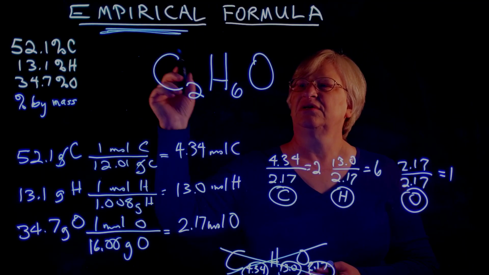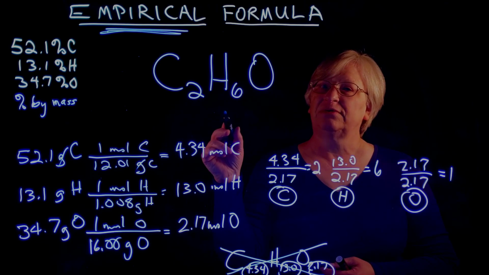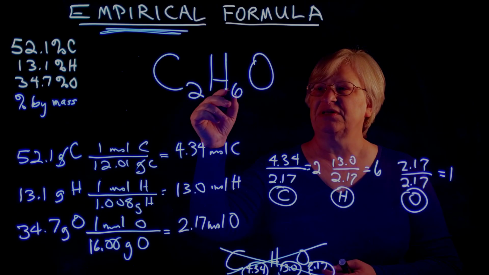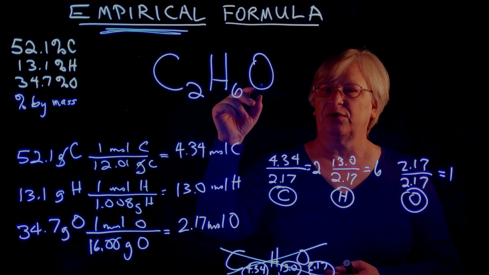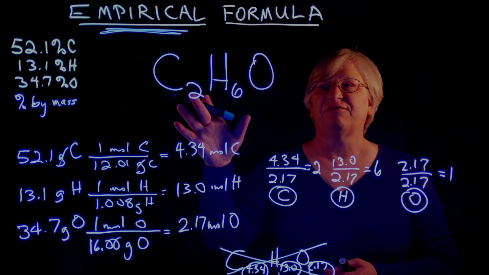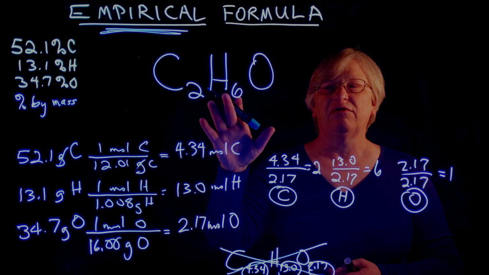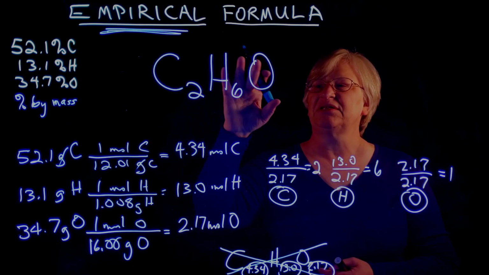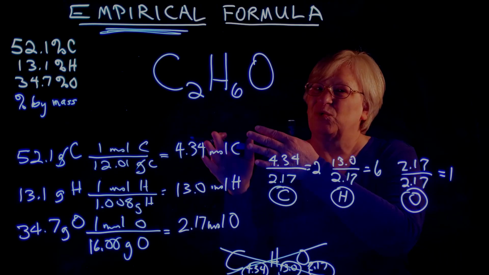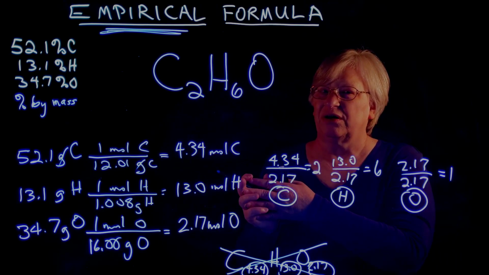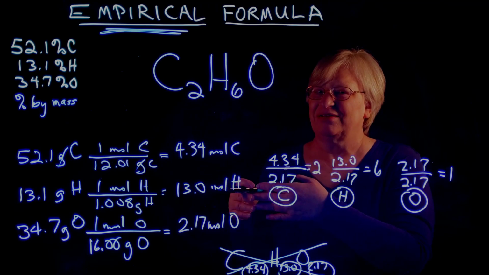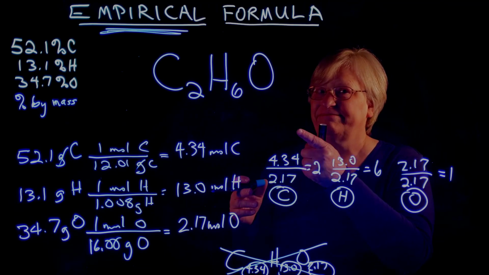What's the difference? I know the ratio. I can't say that in this molecule there's only 2 carbons, only 6 hydrogens, and only 1 oxygen. Maybe there's 4 carbons and 12 hydrogens and 2 oxygens. Maybe there's 3 times as many of this. But this is the ratio, at least, in which they occur. We have to go one step further and consider the molar mass in order to get to the molecular formula. Next video.